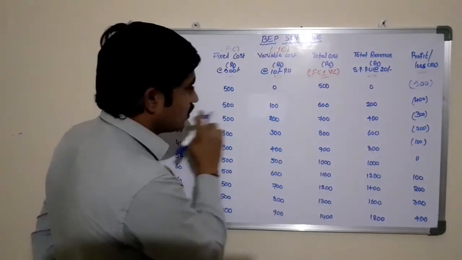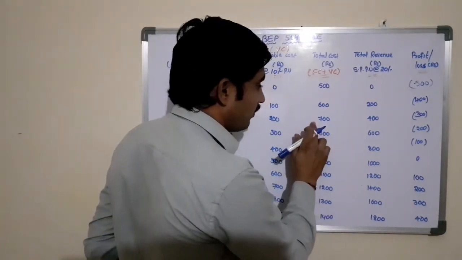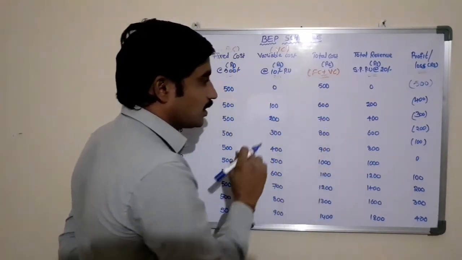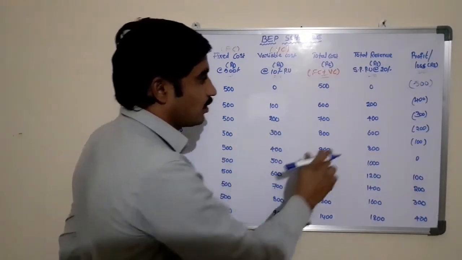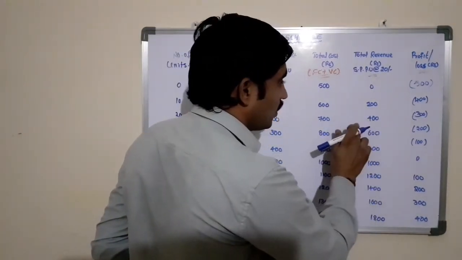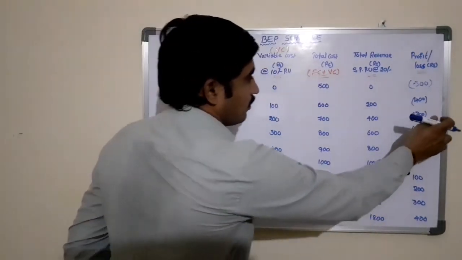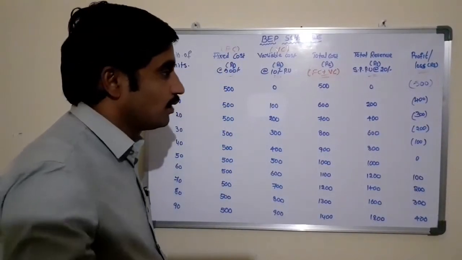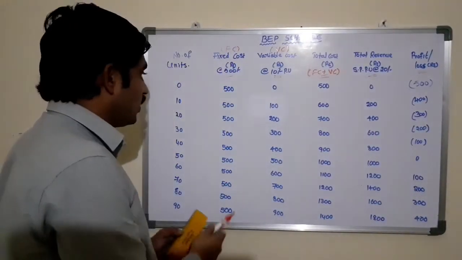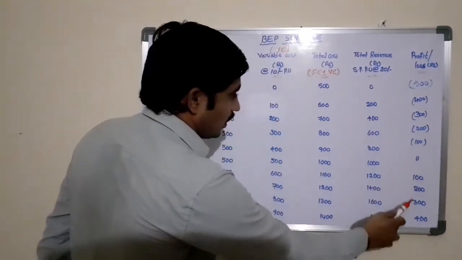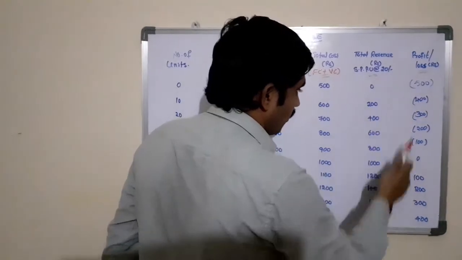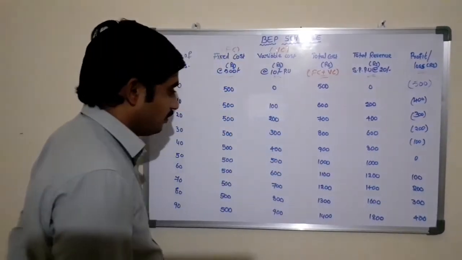And if you are producing 20 units and selling in the market, 700 rupees is incurred on producing 20 units, which includes the fixed cost and the variable cost, but you are generating only 400 rupees. Here the loss of the business at 20 units is 300. Similarly, here we have calculated the profit or the loss position of the business.